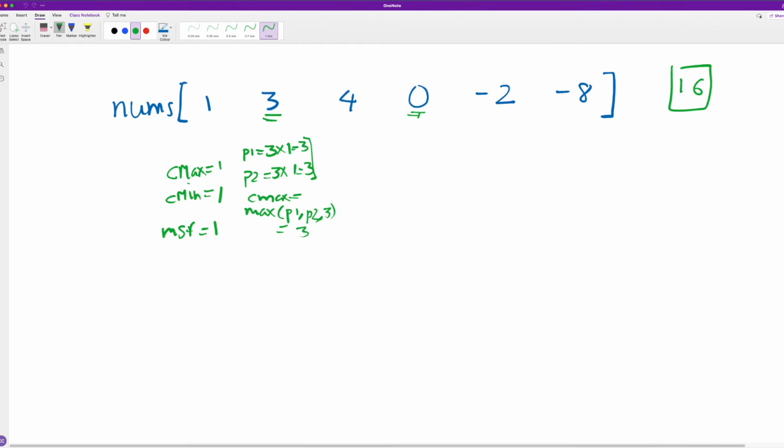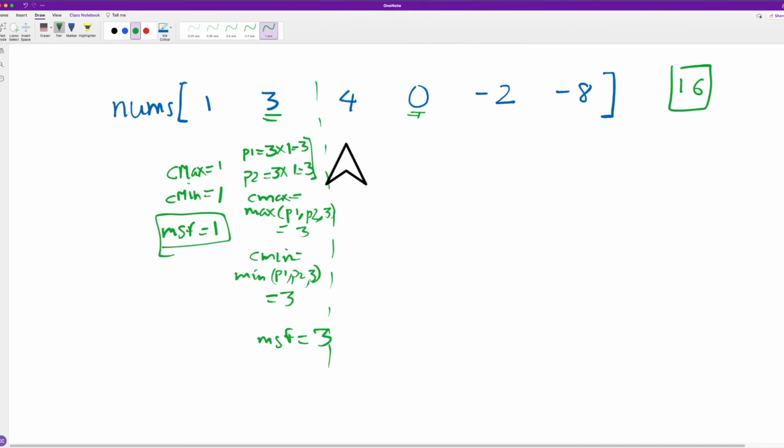Now what is the minimum product subarray? Let's call it current minimum, and it will be the minimum between P1 and P2 like before, and the current number, which is 3. So C min here is 3. Now we'll have to update max so far here because 3 is larger than 1. So max so far becomes 3. So that's updated.